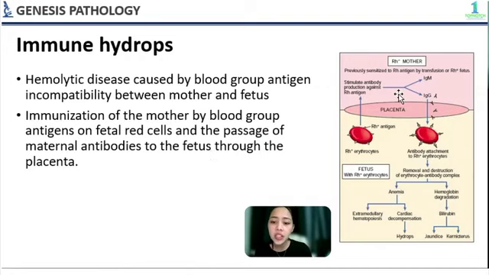So yung nangyayari dito, yung fetus, nag-i-inherit siya ng isang red cell antigen from the father, which is absent naman doon sa mother. So since wala yung mother ng antigen na yon, the mother will recognize it as foreign. So dahil foreign siya, magpo-produce yung mother ng antibodies that will attack those fetal antigens. So these antibodies, they can make their way through the placenta into the fetus and then cause the disease, okay?